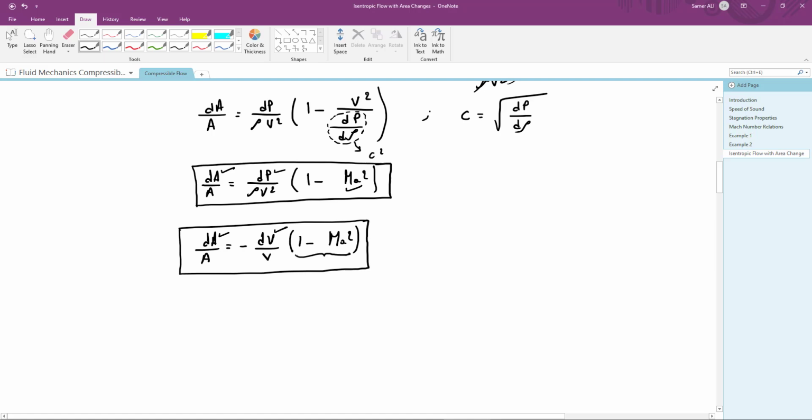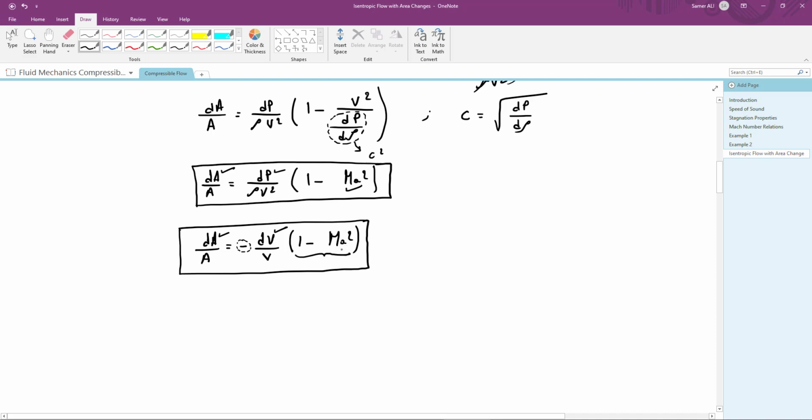So if you look carefully, for example, if you take the case of subsonic flow, when the Mach number is less than 1, this term here will be a positive value. And now you will have, if for example dA is a positive value, dV should be a negative value since we have this negative sign here. So dA and dV will have an opposite relationship when the Mach number is less than 1. So when the area increases, the velocity will decrease and vice versa, in the case of subsonic flow.